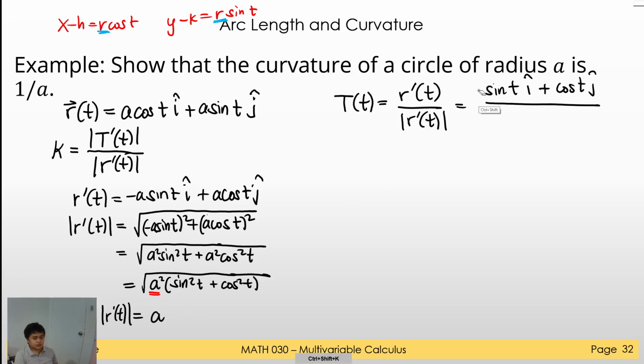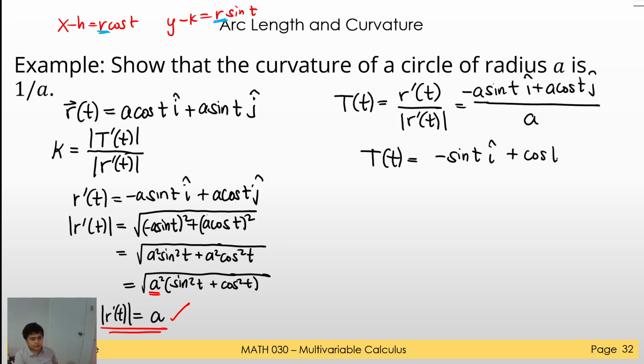We can write this one as this. So divide this by the length of your r prime of t, which is a. Dividing both by a, we can cancel this a here. You have your unit tangent vector that is equal to negative sine t i hat plus cosine t j hat.